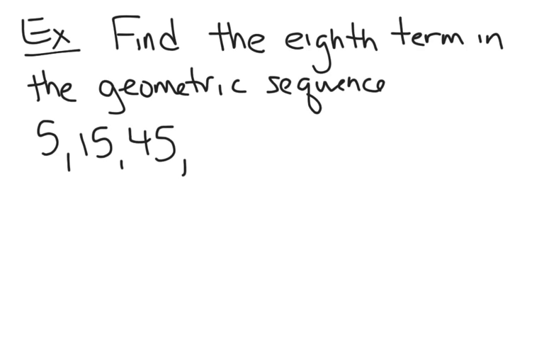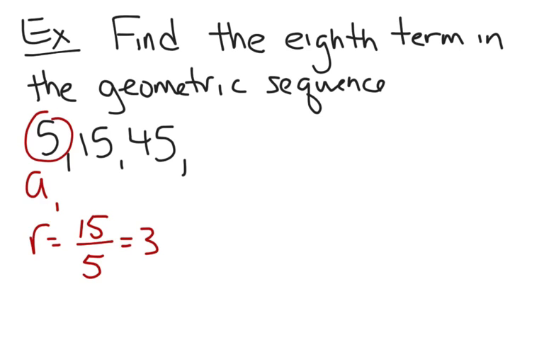Let's find the 8th term in the geometric sequence 5, negative 15, 45. In order to find the 8th term, first I need to know the first term and the common ratio. Well, here's the first term. The common ratio is the second term divided by the first term. So to find the 8th term, it's the first term times the common ratio raised to the n minus 1.